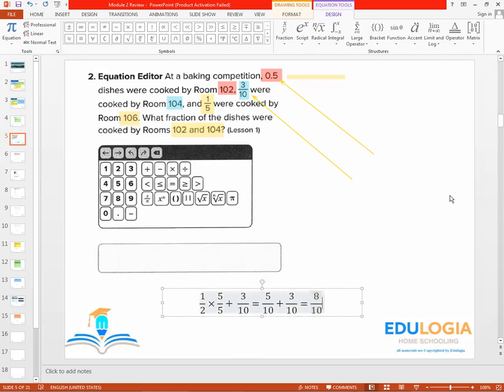But I don't like it this way. We have to do simplification. Dividing each side by 2. 8 divided by 2 is 4, and 10 divided by 2 is 5. This is the simplest form, 4 over 5.